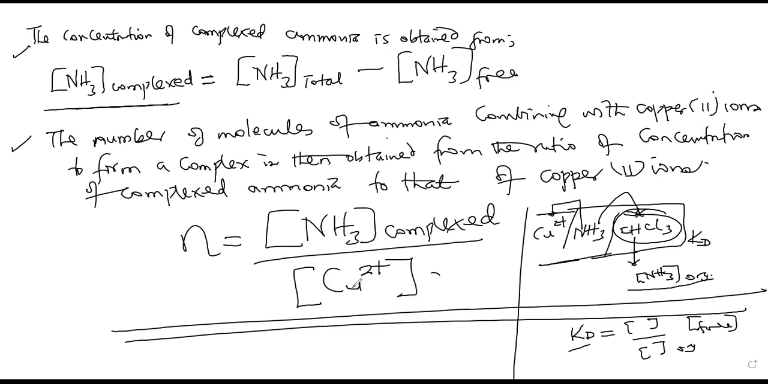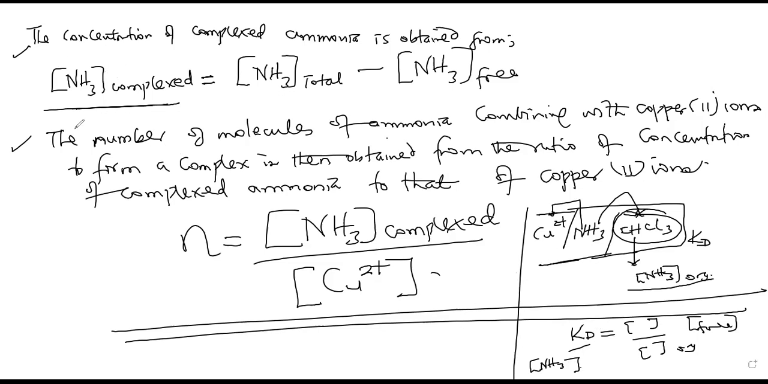And therefore, what we shall do after having gotten the total ammonia is use it to get the complex ammonia. The complex ammonia is gotten by taking the total ammonia in the aqueous layer and subtracting the concentration of free ammonia.